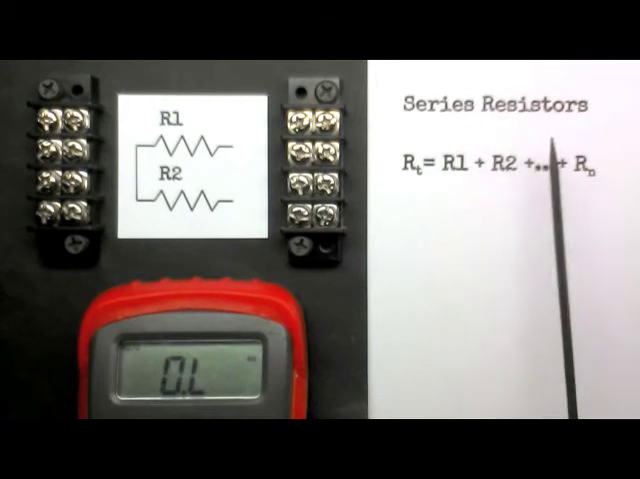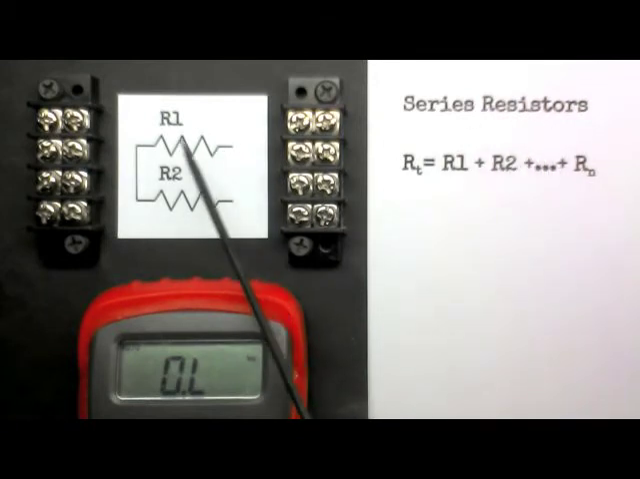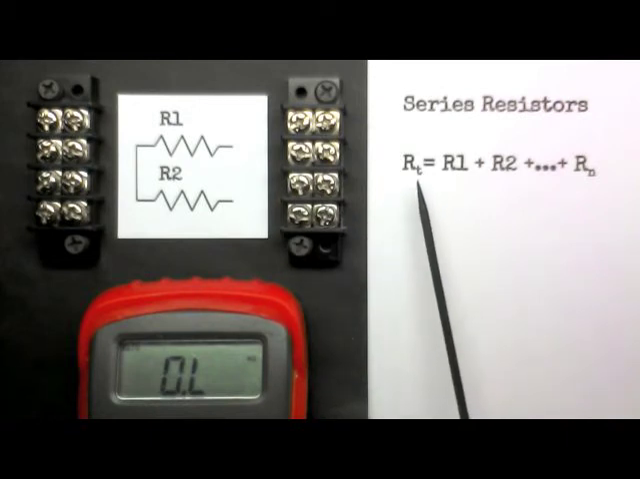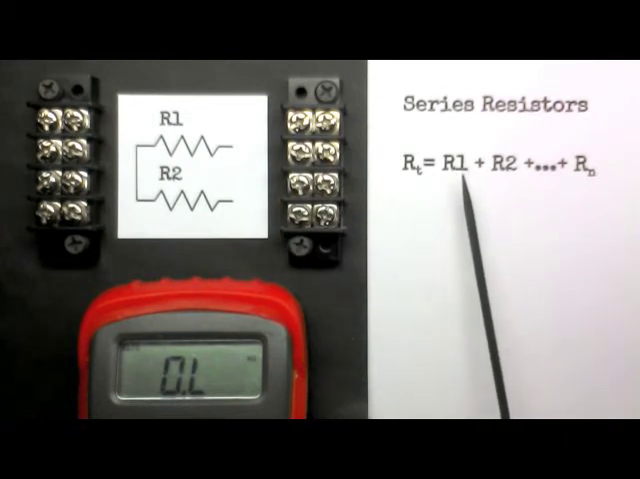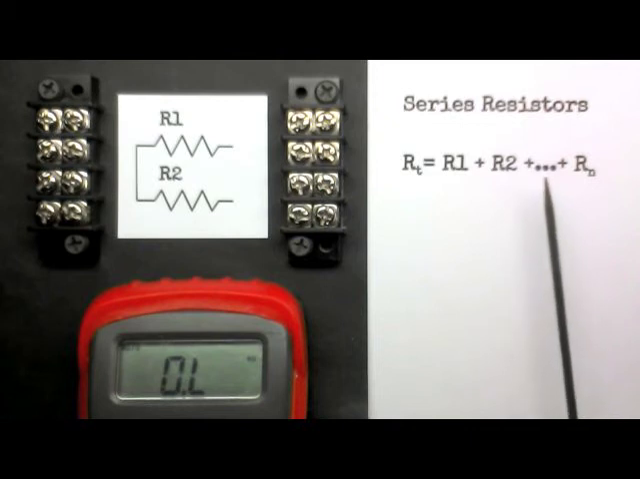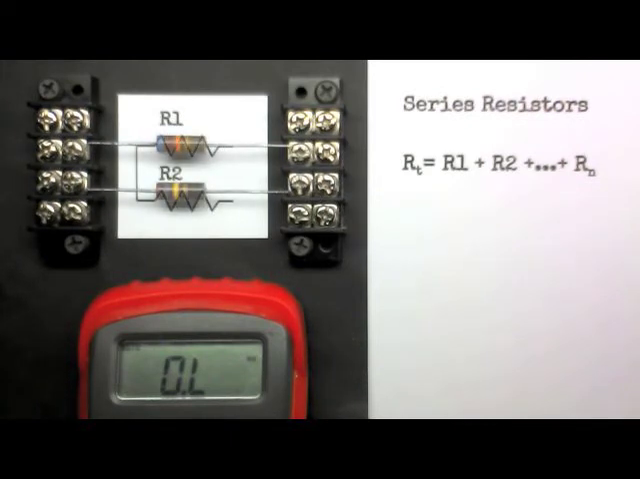Let's start with series resistors. And that's a schematic of two resistors in series. Their total resistance is R1 plus R2 plus as many resistors as you have in this series. So let's put a couple of resistors in there. The color bands give their values, but I'm going to measure them for more accuracy.